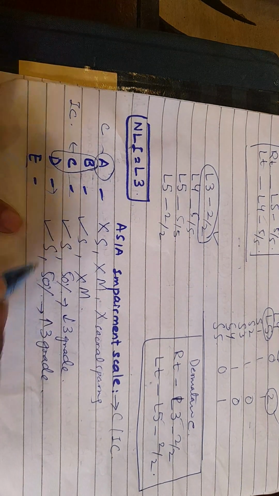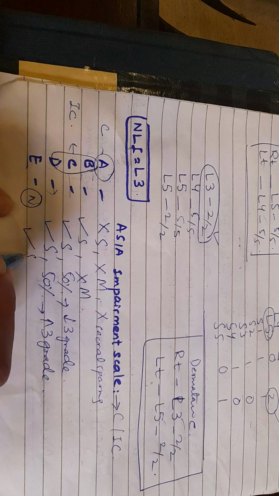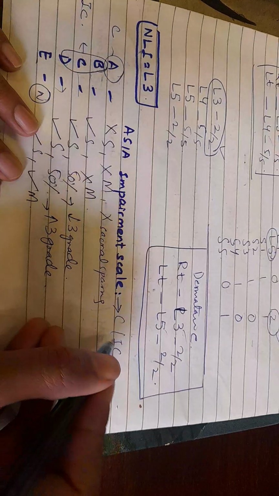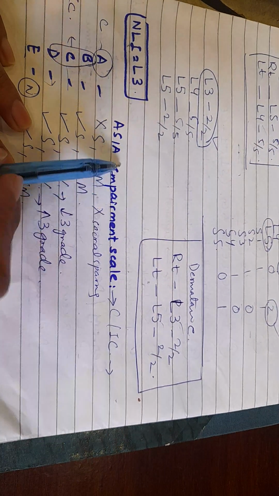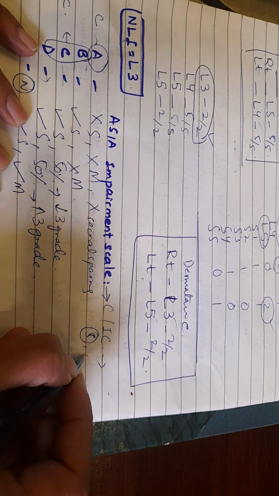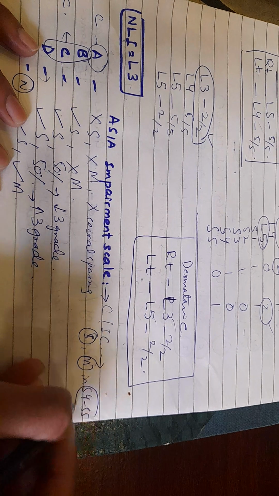Now the E shows a completely normal patient in which there is intact sensory and intact motor. So as you have already guessed, this ASIA impairment scale was made on the basis of sensory and motor in the S4 and S5 levels only.